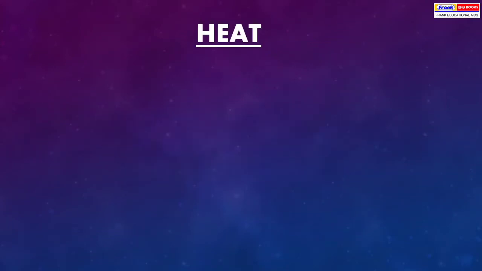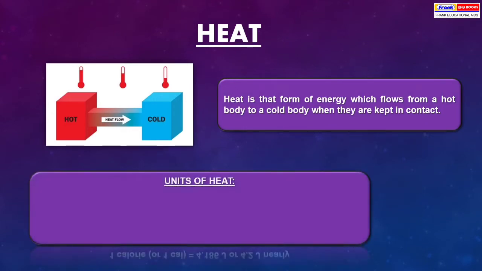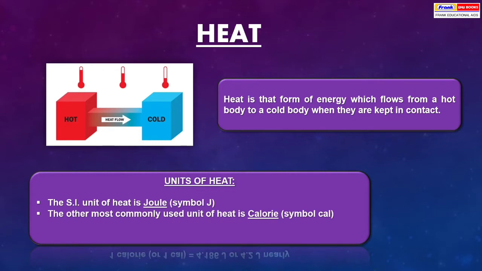Calorimetry. Heat. Heat is that form of energy which flows from a hot body to a cold body when they are kept in contact. Units of heat. The SI unit of heat is joule, symbol capital J. The other most commonly used unit of heat is calorie, symbol cal. 1 calorie or 1 cal is equal to 4.186 joule, or 4.2 joule nearly.